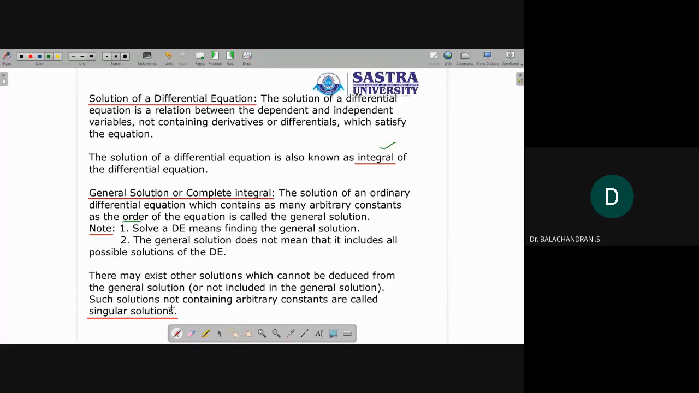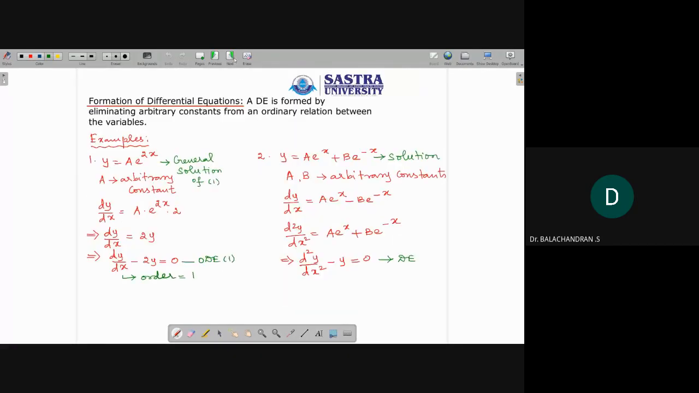Such solutions not containing arbitrary constants are called singular solutions. Okay, a singular solution you can't obtain from the general solution, but that is also a solution of the differential equation, and it does not contain the arbitrary constants. So formation of differential equations. A differential equation is formed by eliminating arbitrary constants from an ordinary relation between the variables.